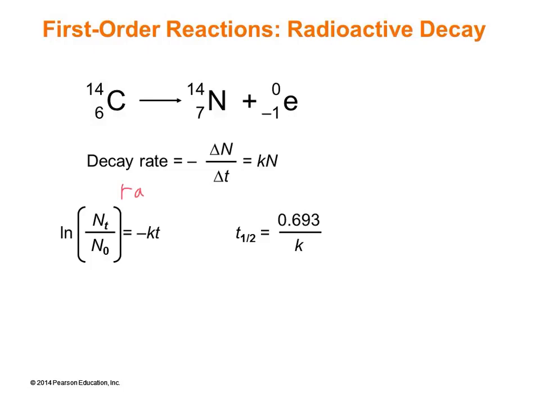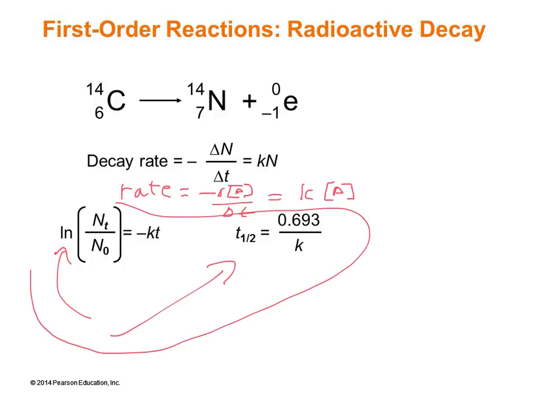They've just said rate is equal to the opposite of the change in the concentration of A divided by the change in time equals k times the concentration of A. Therefore, radioactive decay is really just a first order reaction, and we can feel free to use any of our first order formulas, substituting the number of nuclei for molarity.